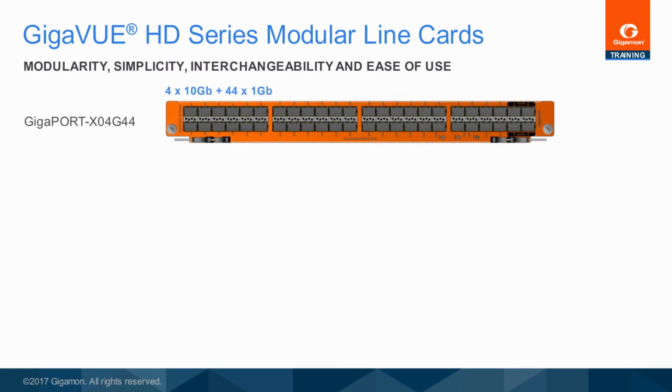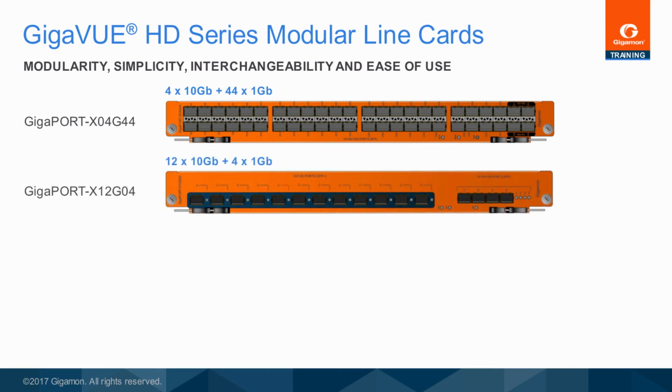The first line card is for high-density 1 gigabit traffic and has 44 1 gigabit SFP ports along with 4 10 gigabit SFP Plus or 1 gigabit SFP ports. The second line card has support for 12 10 gigabit SFP Plus or 1 gigabit SFP ports in addition to 4 1 gigabit SFP ports.